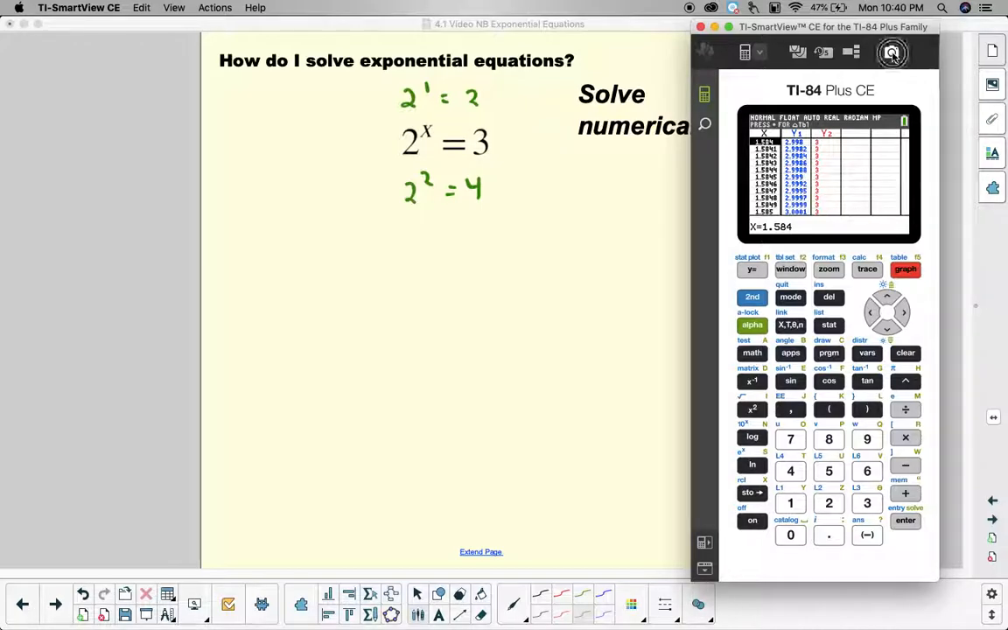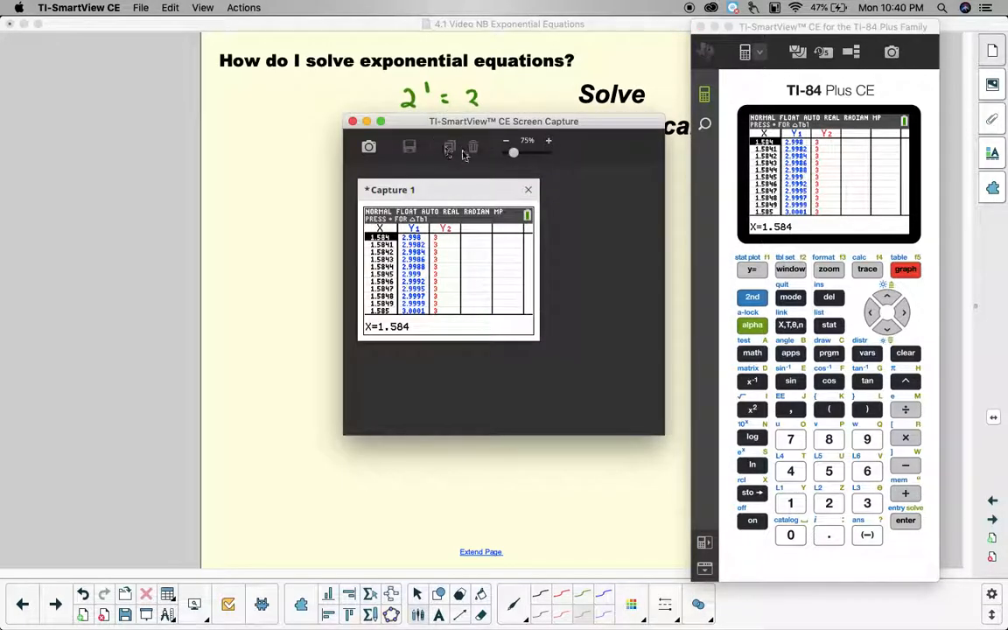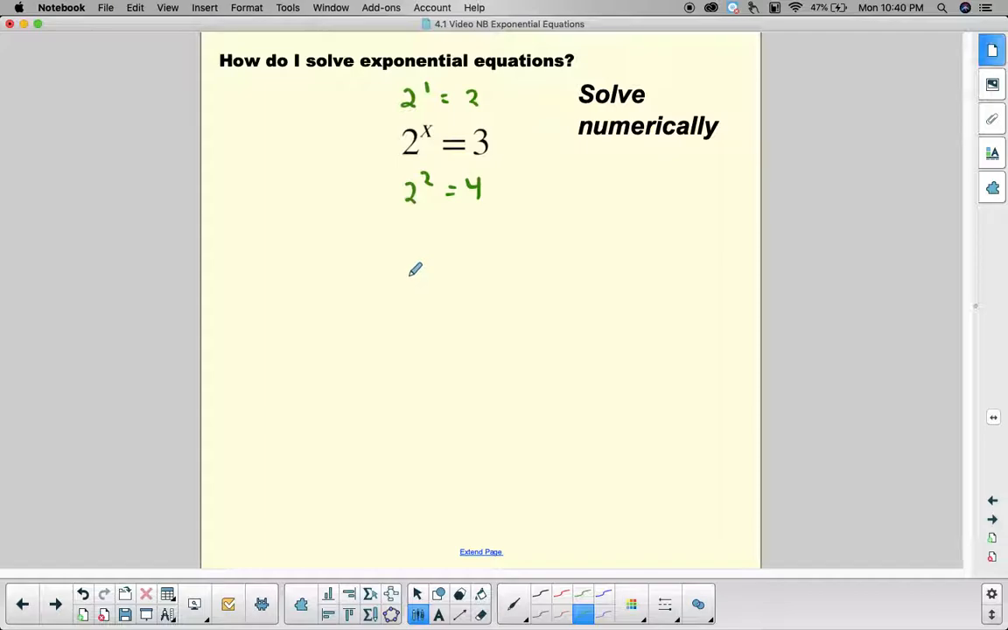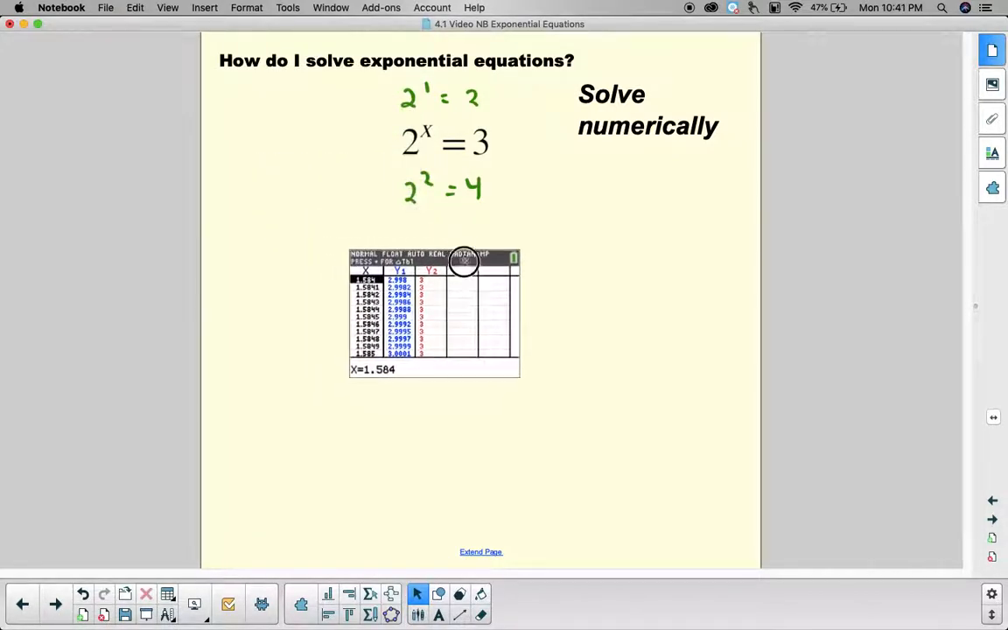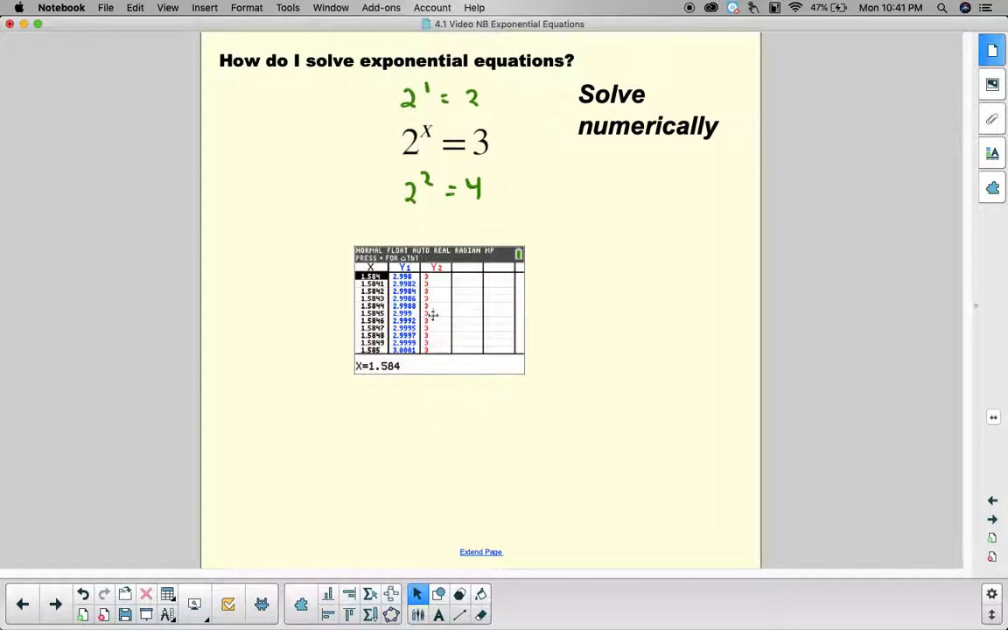I'll take a picture of this, copy it, and then paste it here. And that's how I can use my graphing calculator to solve numerically. I just keep drilling down, zooming in, getting a new starting point. I'm looking for where my output values cross from being less than 3 to just above 3.